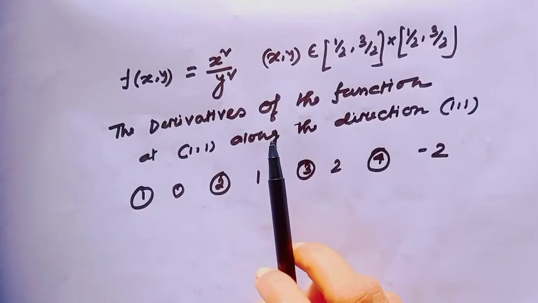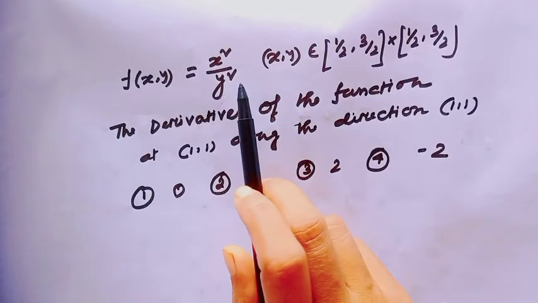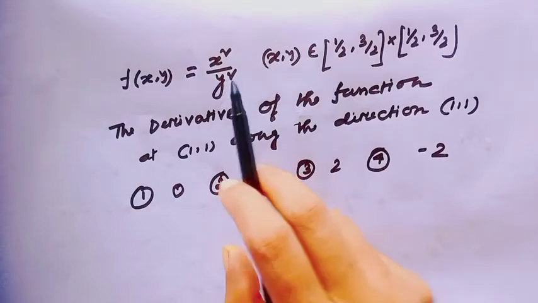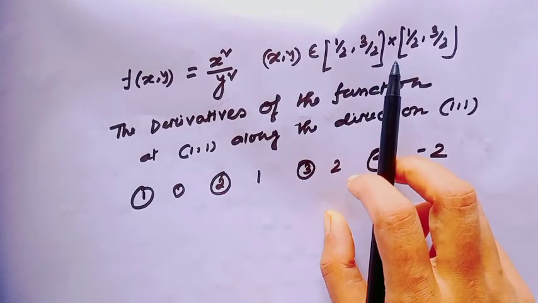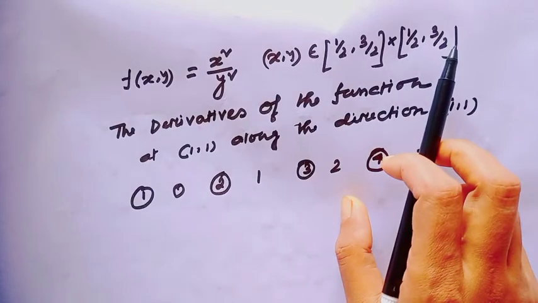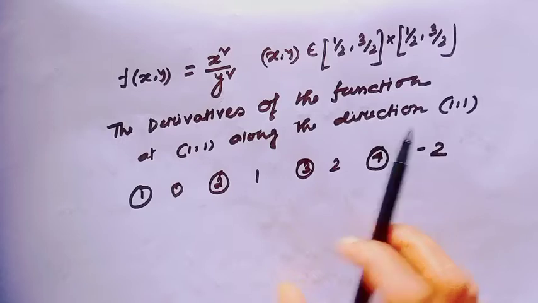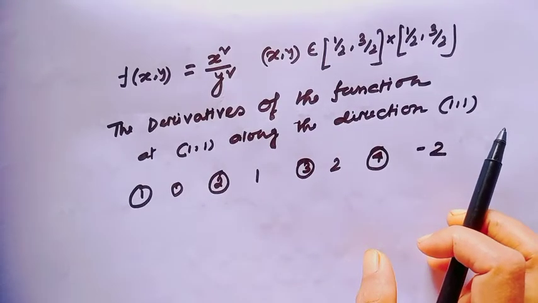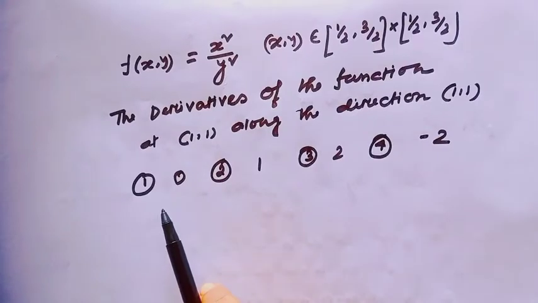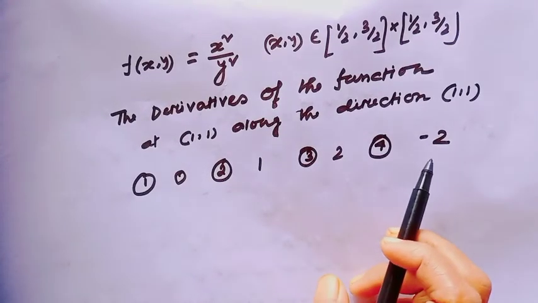This question had come in CSIR NET exam June 2016. The question is: f(x,y) = x²/y², where (x,y) belongs to (1/2, 3/2) cross (1/2, 3/2). Then find the directional derivative of the function at the point (1,1) along the direction (1,1). The options are: option 1: 0, option 2: 1, option 3: 2, and option 4: -2.